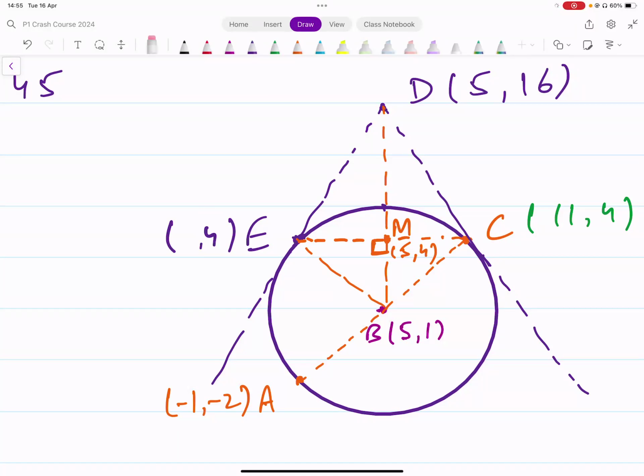How do you find the x coordinate? Well, you know that this is 11, this is 5. M is the midpoint of E and C. Can you find the x coordinate of E using that information? Since it's 6 units from M to C, it should be 6 units from E to M as well. This should also be 6 units, right? So 5 minus 6, what does that give you?